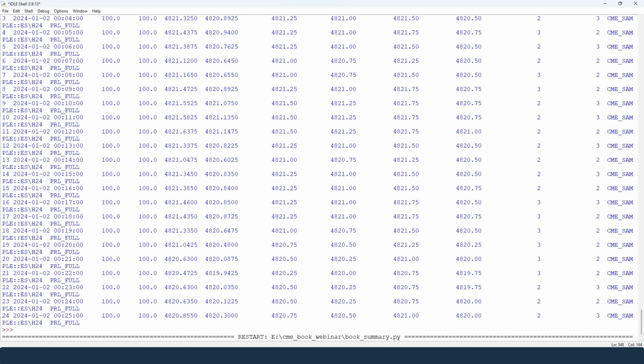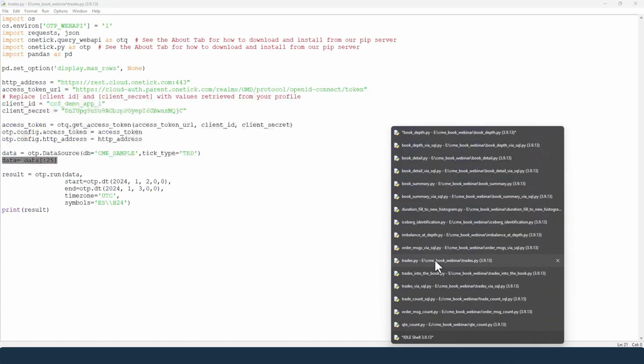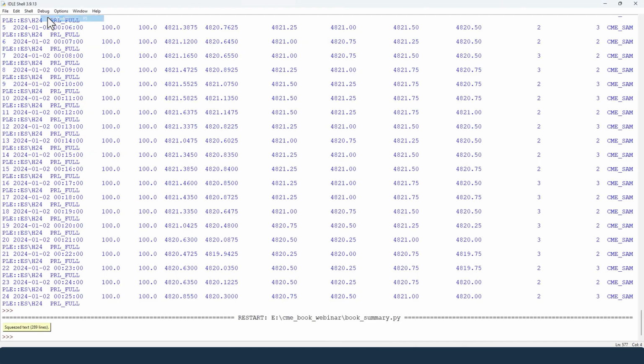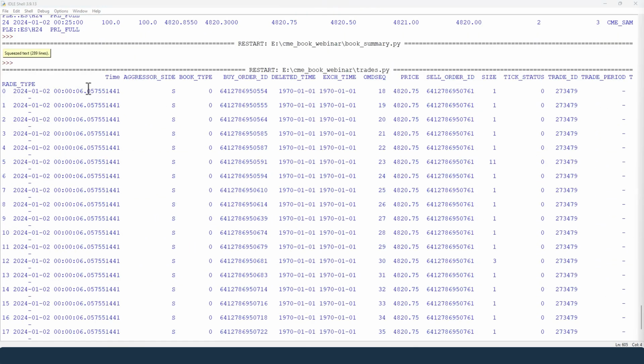So we have all of these building blocks. Let's identify when we eat into the book. Let's go back to trades and run again. Now multiple trades are occurring at the same timestamp. Notice that these are all the same.